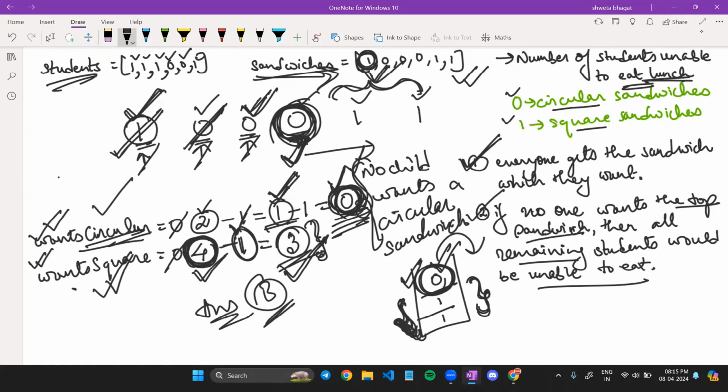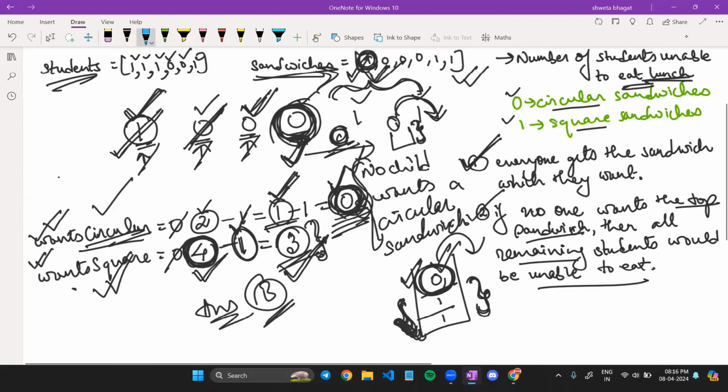But what could be the other case? The other case could be that at the top we have a square sandwich, but the count of students who want a square sandwich is 0. So what does it mean? It means that no one wants a square sandwich, but at the top we have a square sandwich. So we won't be able to remove this square sandwich from the top. And since we can't remove it, we won't be able to distribute any of the sandwiches after it to any child, right? So all the remaining children won't be able to eat their lunch, correct? So this is what we are doing.